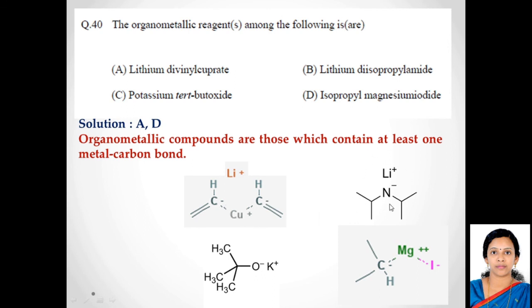Again here lithium diisopropylamide with 2 isopropyl groups on the nitrogen. This does not have a metal-carbon bond, right? So this is not an organometallic reagent. Here again, let's look at this option. There is no metal-carbon bond again here. So potassium tertiary butoxide is also not an organometallic reagent. This one here, the isopropyl magnesium iodide, it's actually an organometallic reagent. This is actually the Grignard type of reagent. So this is again an organometallic reagent. So both A and D are the correct options.